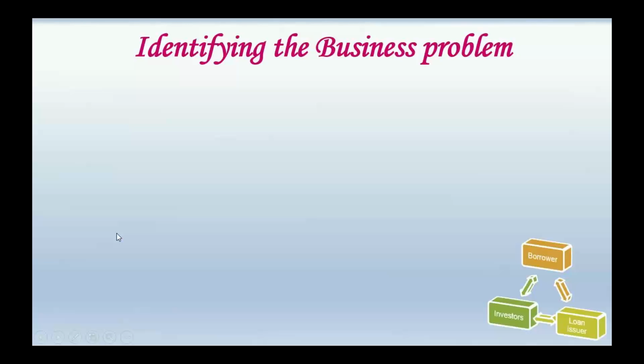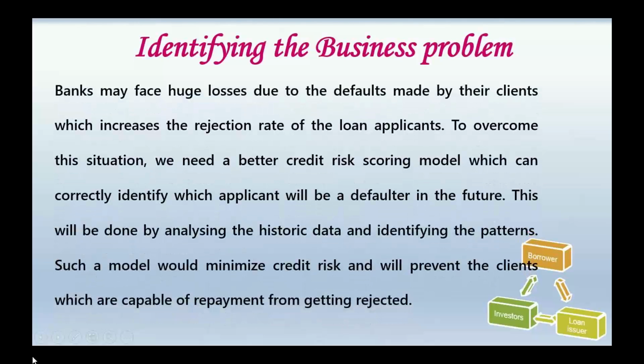In every data science project, the first step is to identify what the actual business problem is. In our project, the business problem was that the banks were facing a huge loss due to the large number of defaulters. To overcome this situation, we need to create an optimal model to predict or correctly identify the defaulters in the future. This is only possible by analyzing the historic data and identifying the patterns. So we created a best optimal model to minimize the number of defaulters.